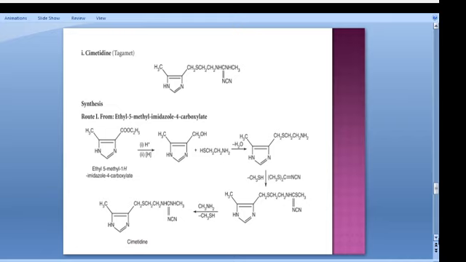Now we can see the synthesis of cimetidine. Many synthetic protocols are available for cimetidine. Here we see the first one. The basic precursor compound for the synthesis of cimetidine is ethyl 5-methyl imidazole 4-carboxylate. It undergoes protonation, followed by addition of this reagent, and then we get the corresponding compound. Finally it is fused with various compounds, and this is the protocol for cimetidine.